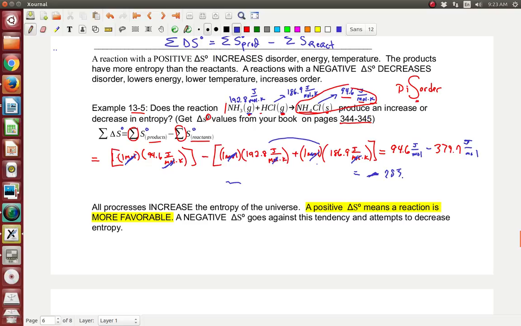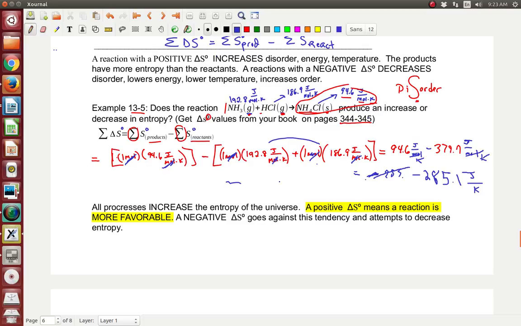I don't know what's happening with my pen here. Sorry about that. Alright, I'll use my cursor for a second. Negative 285.1 joules per Kelvin, not per mole. I wrote that down wrong over here. This is Kelvin. Okay, that's really sloppy looking. I'm sorry about that because I'm writing with my cursor, my mouse, rather than my pen for a moment.